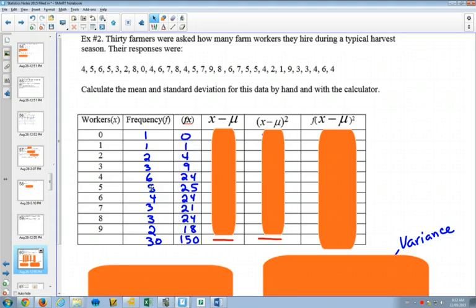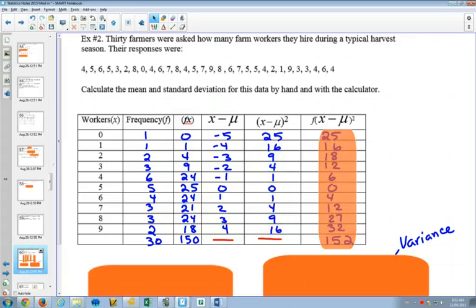Multiply them all out. Did you add up to 150? That's a way to check to see if you got one wrong, or maybe more. The differences are easy. Squaring them is easy, and when you add them all up times by the frequency, you get 152.